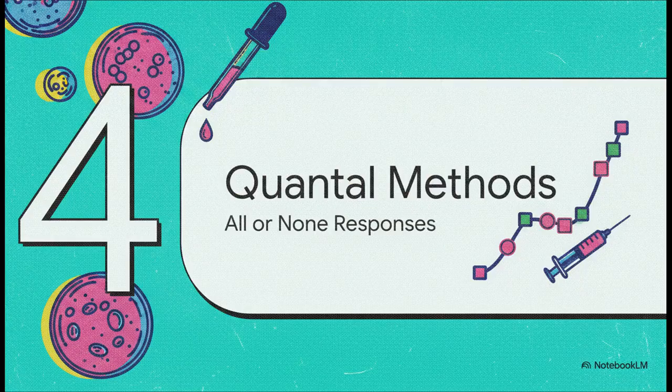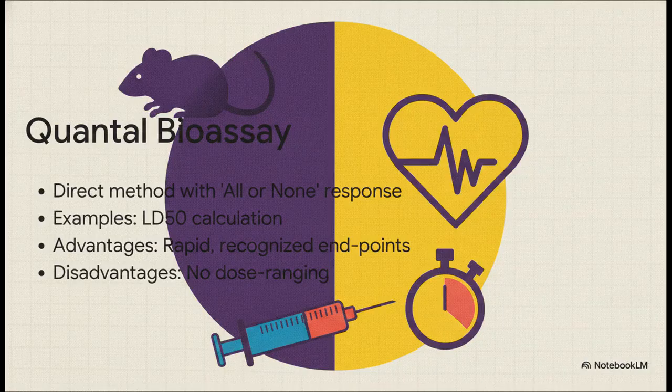Moving into Section 4, Quantal Bioassay methods. Now that we're familiar with the tools, let's actually look at how we use them, starting with our first specific methodology. So Quantal Bioassays are direct methods based entirely on that all-or-none response we talked about. Classic textbook examples include infusing an extract of digitalis into a guinea pig or cat until cardiac arrest occurs, or maybe injecting insulin into mice to observe hypoglycemic convulsions. We also use this exact method to calculate the LD50, the median lethal dose.